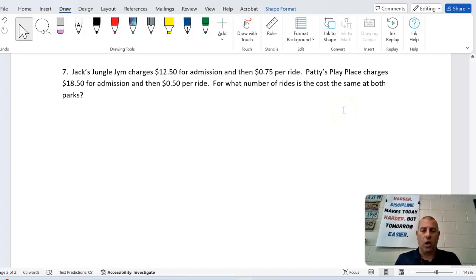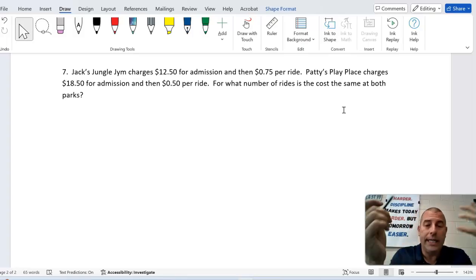When they're saying the same, that's what we're solving. We want them to be equal to each other. Now, the idea behind this, and what we'd really like to be able to see, is which place is cheaper based on the number of rides. That's a good application of it. If I'm going to go on like 20 rides, does it make more sense to go to one place versus the other? But this one's saying, for what rides is the cost the same?